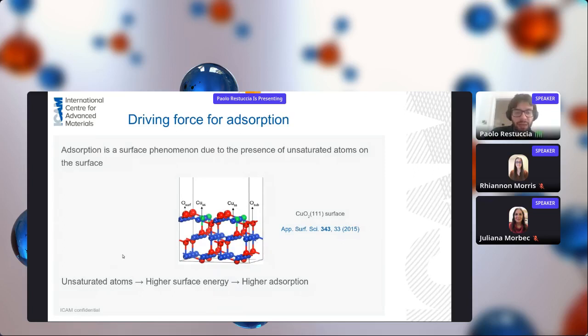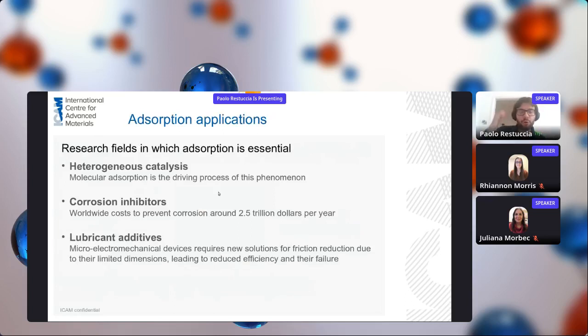So the general rule of thumb for the adsorption on surfaces is that you have unsaturated atoms in the surface, which leads to a higher surface energy, which leads to a higher adsorption energy. There are many applications for adsorption. There are many research fields in which this process is essential. For example, heterogeneous catalysis, in which the molecular adsorption is the driving process of this phenomenon, in particular the dissociation of molecules over a metal substrate like gold or platinum. It can enhance the catalytic properties of the substrate.